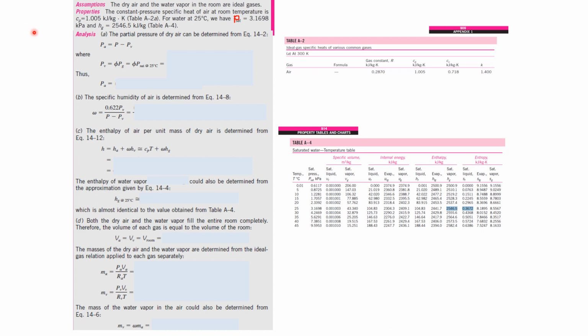Then we go to the first part of the solution. As you can see here, we have done our Dalton law. For Dalton law, we have total pressure.